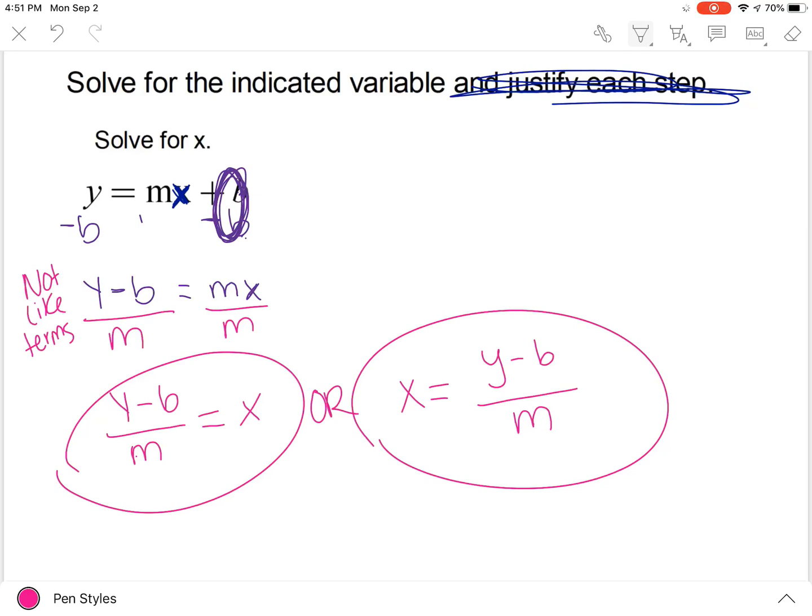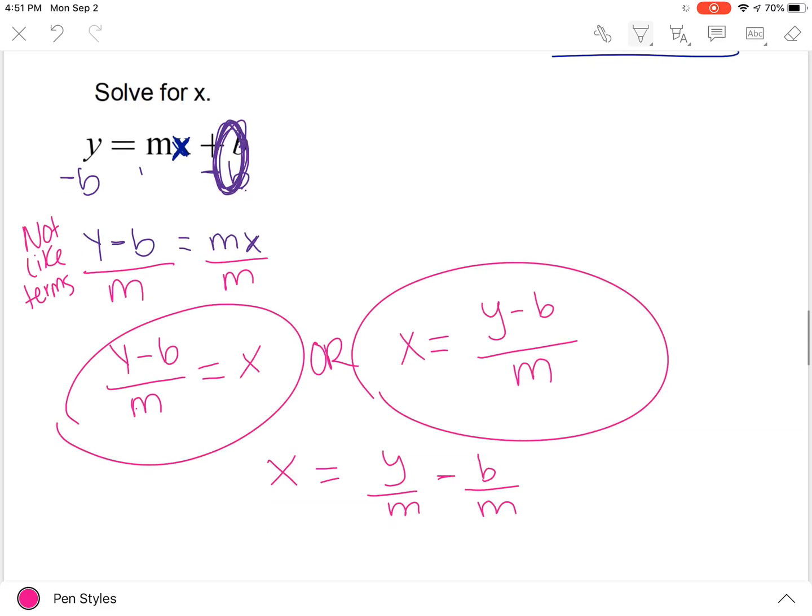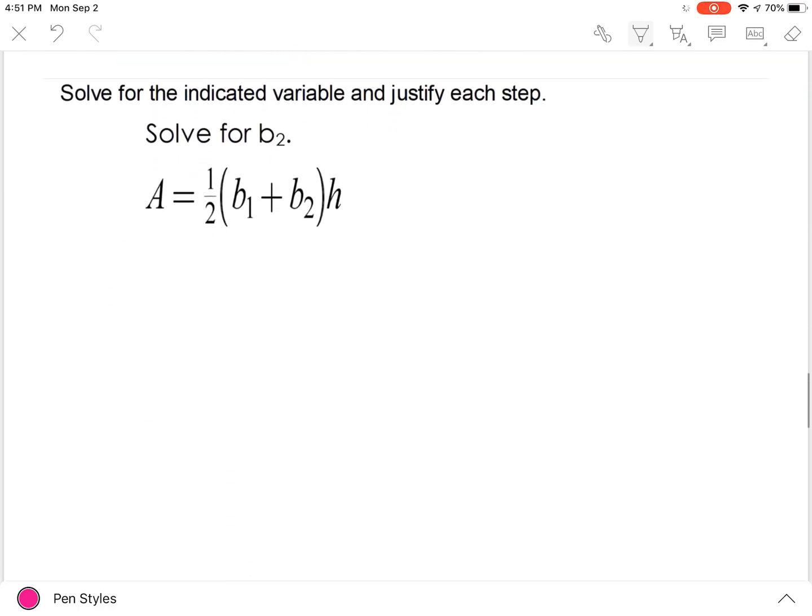So again, it doesn't matter which way you write it. Both of them are the same type of answer. If you really wanted, you could also write it as y divided by m minus b divided by m. Any of these are acceptable. Let's try a couple more.